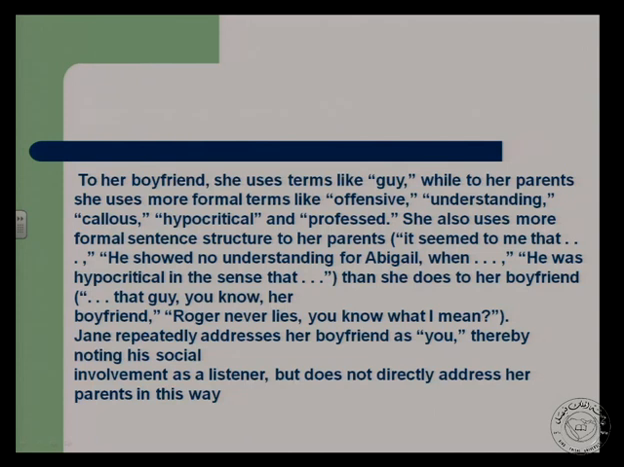Then she goes to her boyfriend. Notice when she was talking to her boyfriend, she said, "that guy, you know, her boyfriend. Roger never lies, you know." The repetition of "you know" is something informal in the language. "What I mean, you know what I mean." That was not used with her parents. She didn't keep saying "you know" to her father and mother. Jane repeatedly addresses her boyfriend as "you," thereby noting his social involvement as a listener, but doesn't directly address her parents in this way.